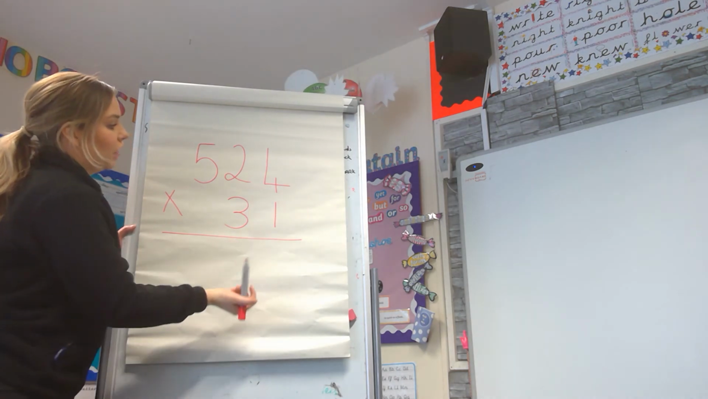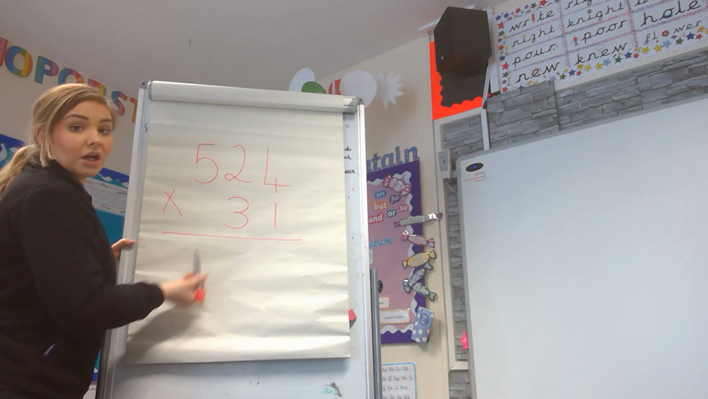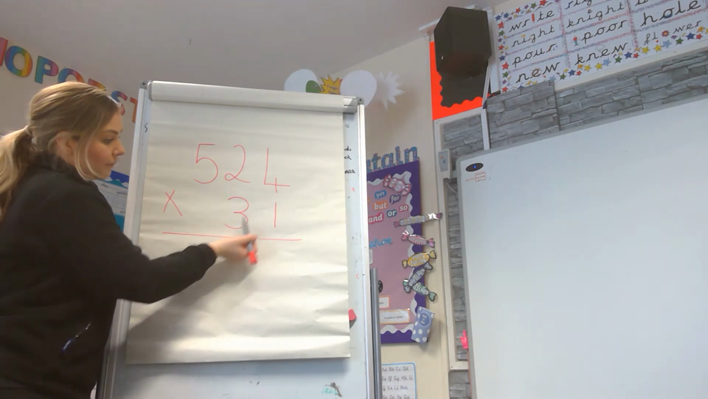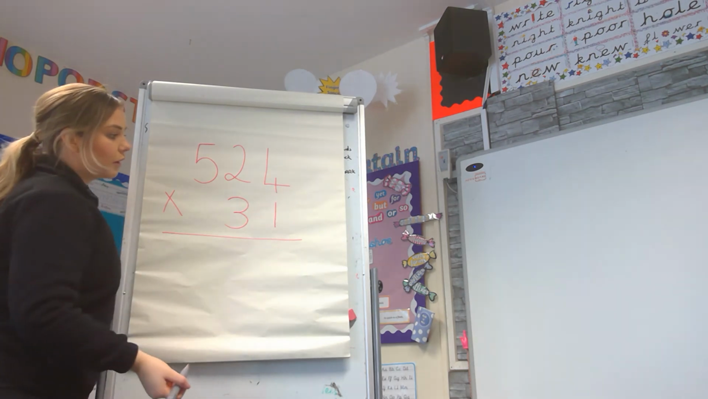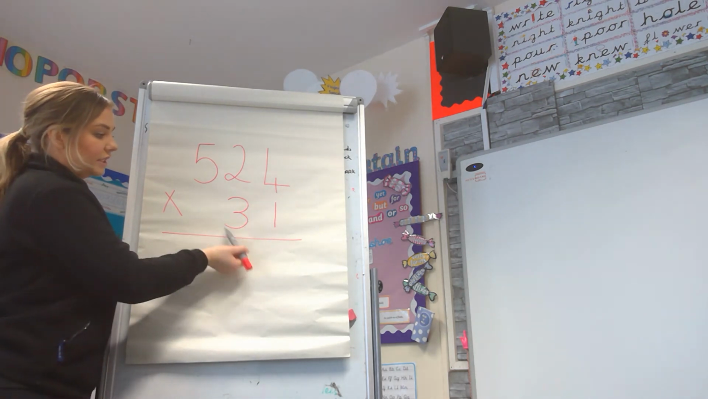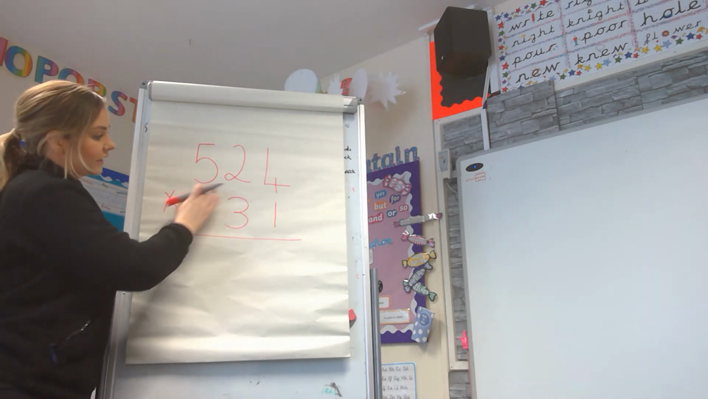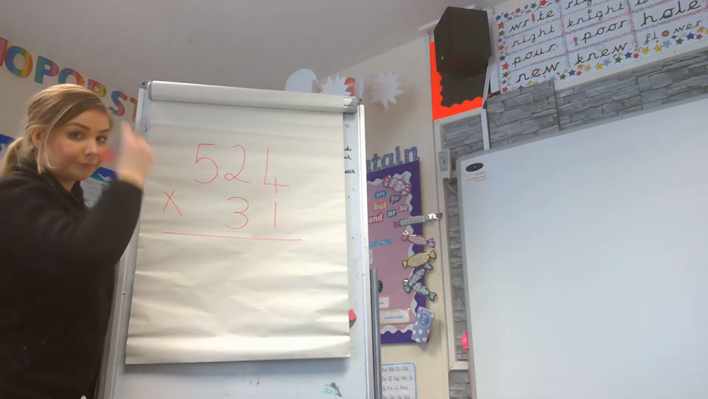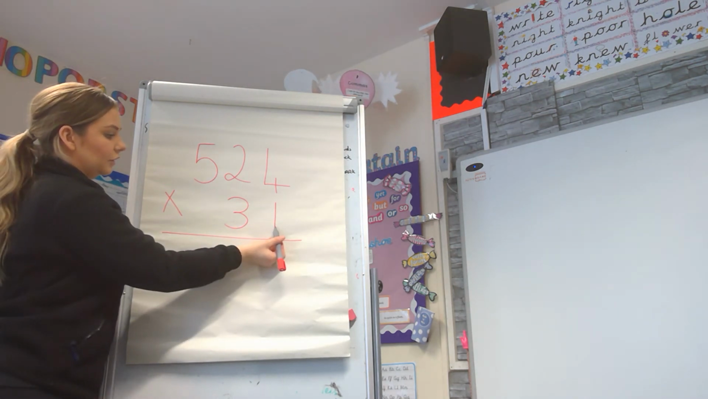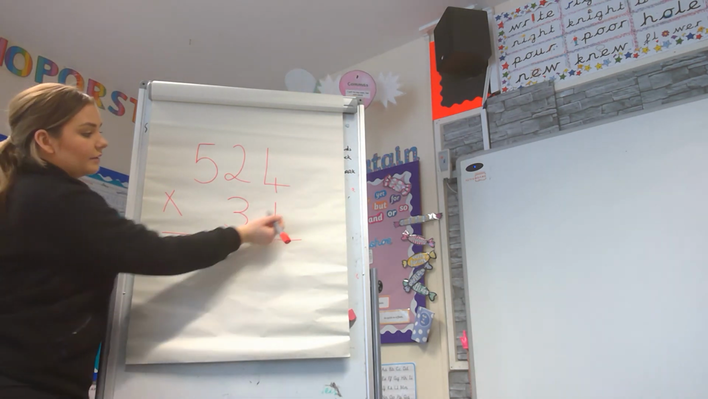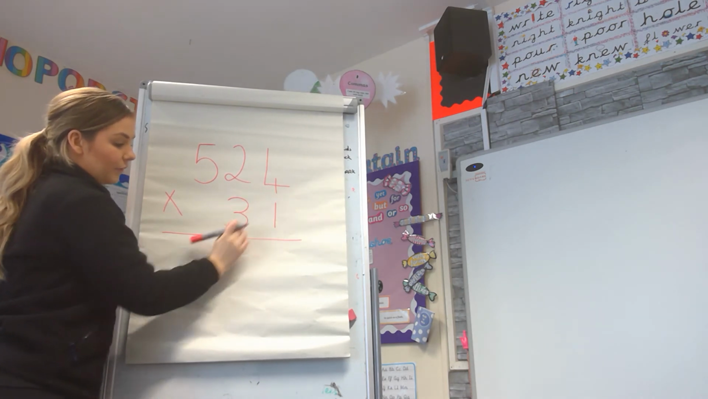Okay, so I've already set it out as my hundreds, tens and ones, and I've put my 31, my 3 into my tens column, and my 1 into my ones column, because I know in 31 I've got 3 tens and 1 one. That's why it's not in my hundreds column. So let's have a look. We'll start by timesing everything by the ones digit to begin with.